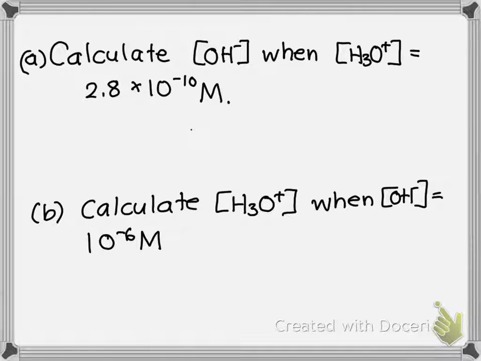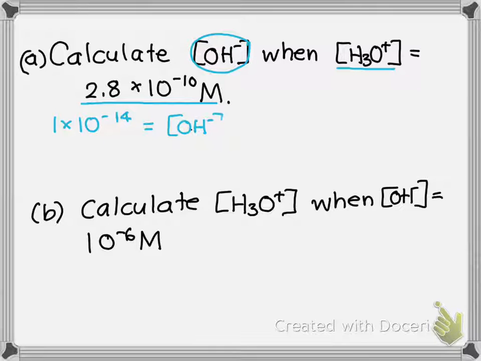So here's a calculation that we can do, and after we've done this, we'll evaluate to see if our solutions are acidic or basic. So it says calculate the hydroxide ion concentration when we know the acid concentration. And I'm assuming all of these are at room temperature because they haven't said otherwise. So I know that Kw is 1 times 10 to the negative 14, and it will equal the base concentration times the acid concentration.